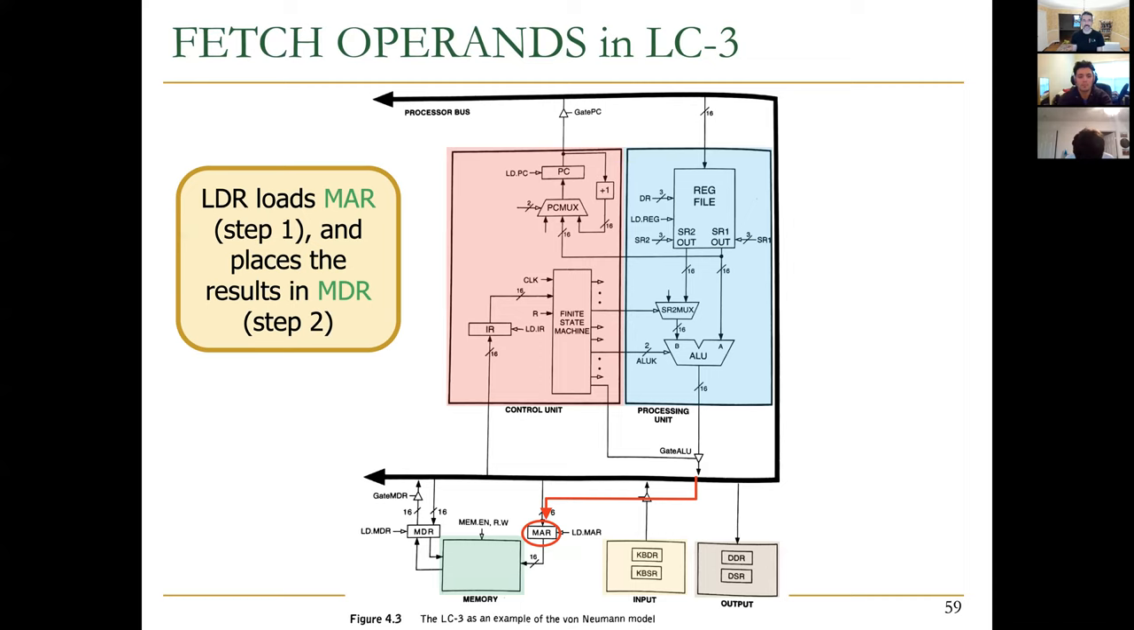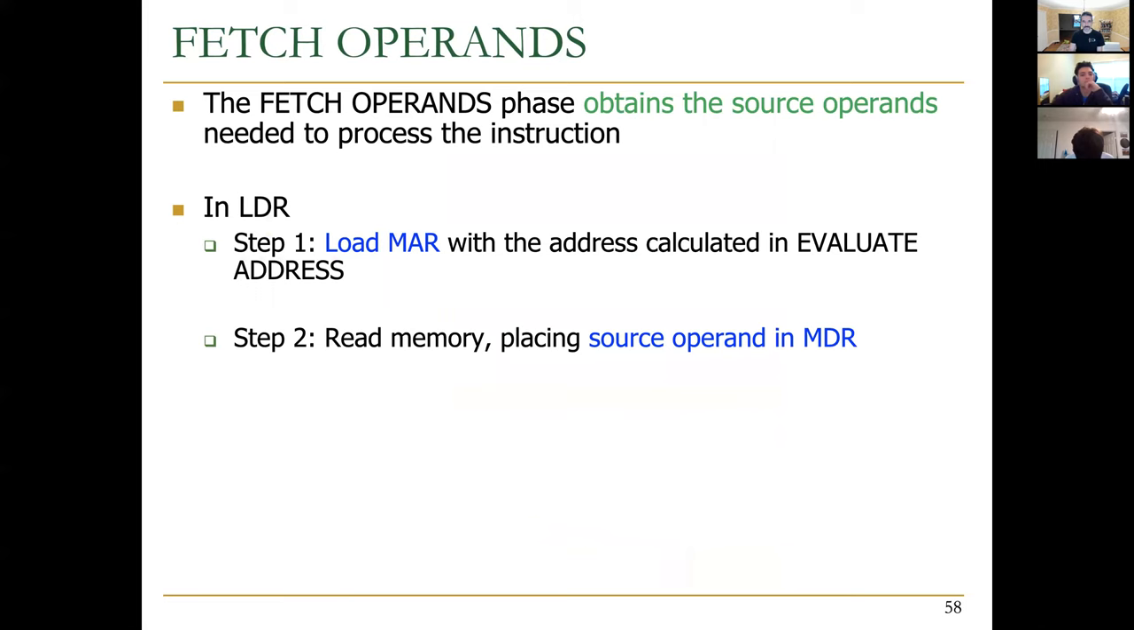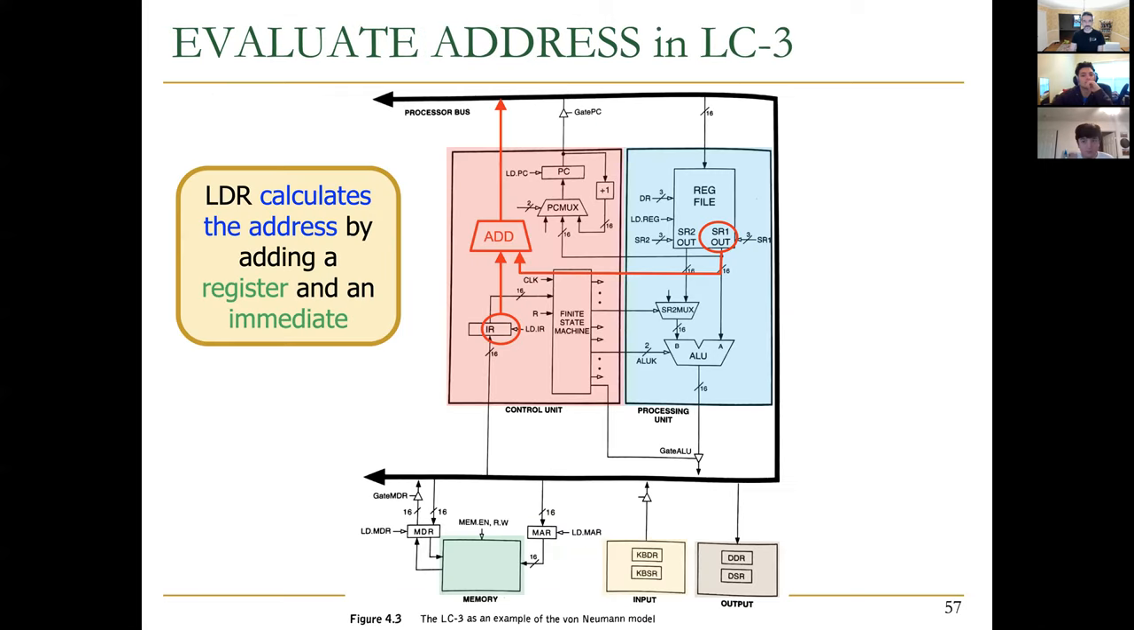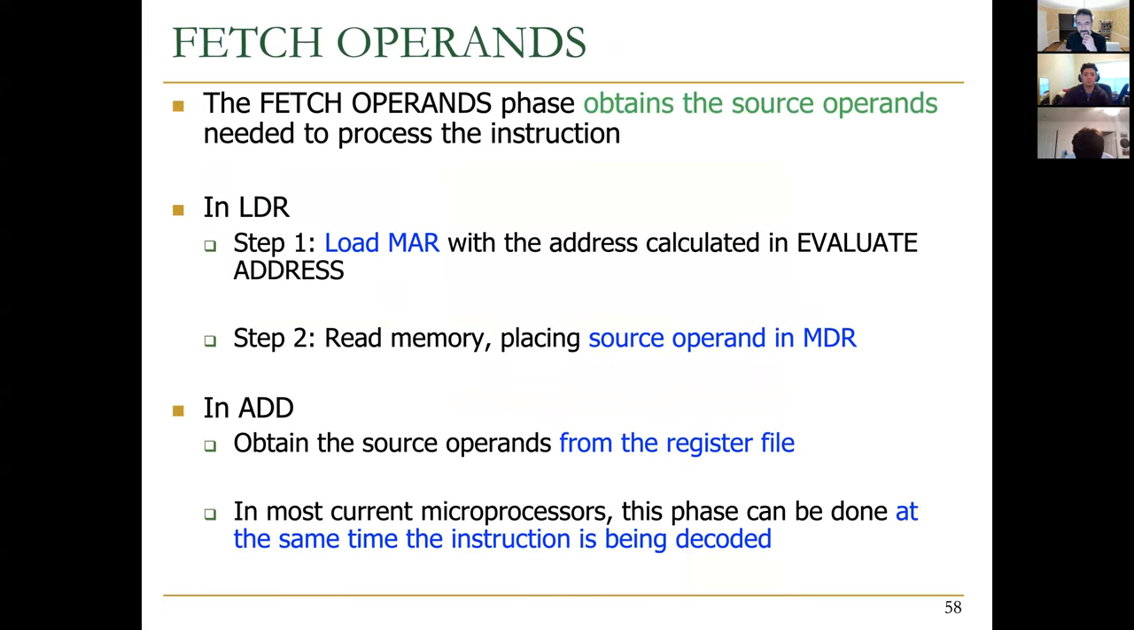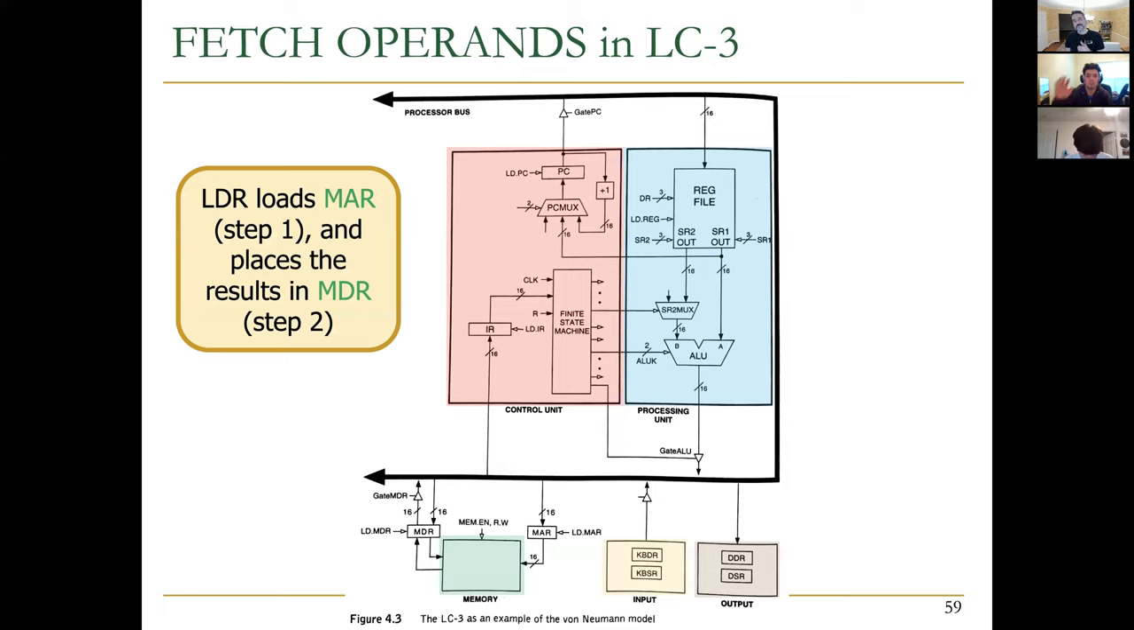For example, in LDR, you remember in the previous step, we added the base to the immediate and we calculated an address. So an address now sits on the bus. Now, what we need to do in the next step is read from the bus and put it in MAR.